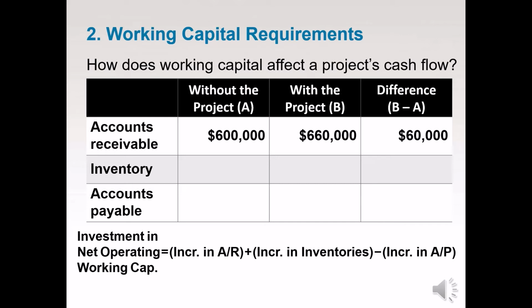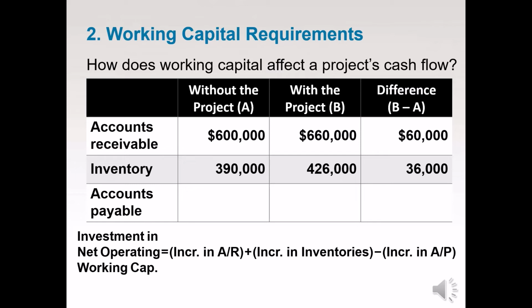Let's work through an example. Here we have a company that currently today, without any project, has accounts receivable of $600,000. With the project they're considering, they expect accounts receivable to increase to $660,000. That's a difference of $60,000. That is an increase in accounts receivable.